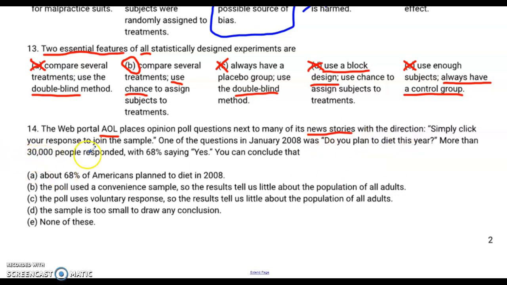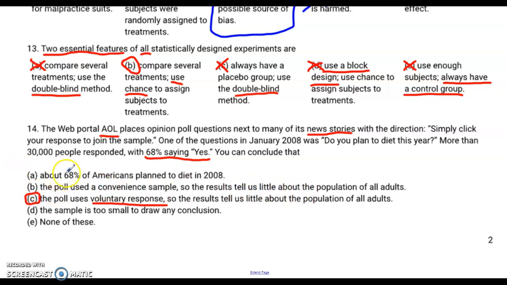More than 30,000 people responded, and 68% said yes. That may be a little high because if you're not planning on dieting, it might not be something that you want to trumpet to the entire world. So you might conclude that this is a voluntary response. You don't have to answer it. You're only responding if you feel strongly about it. So the results don't really tell us about the population of all adults. It's just telling us about the people who are motivated to answer this question, right?